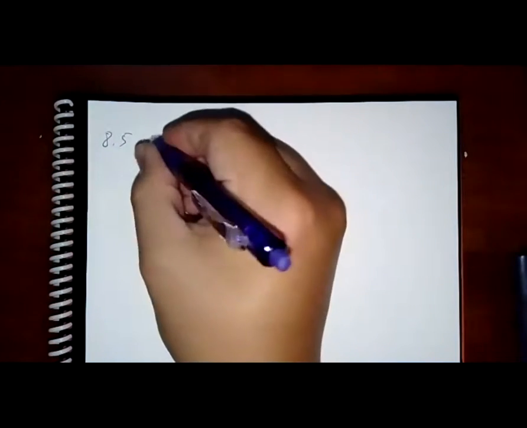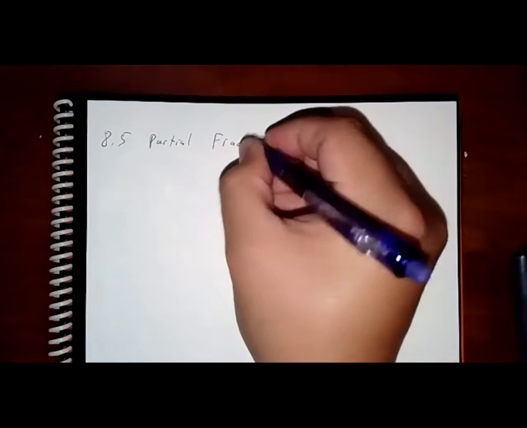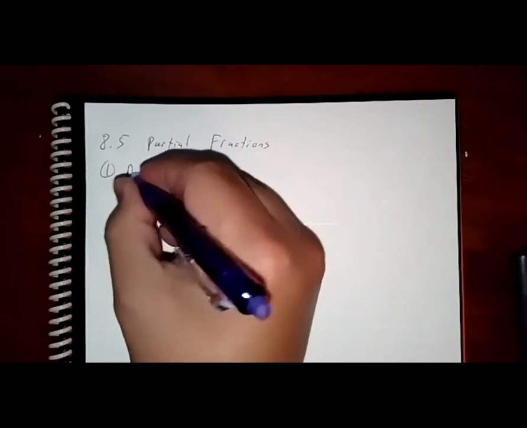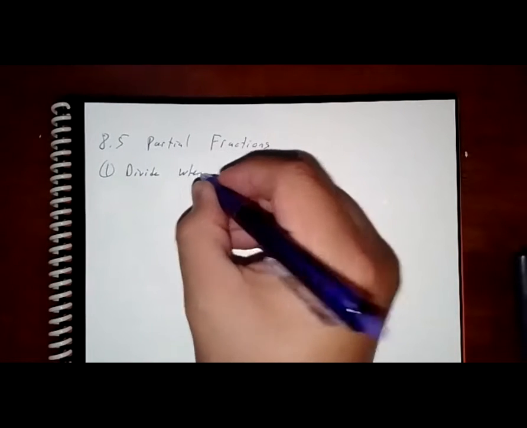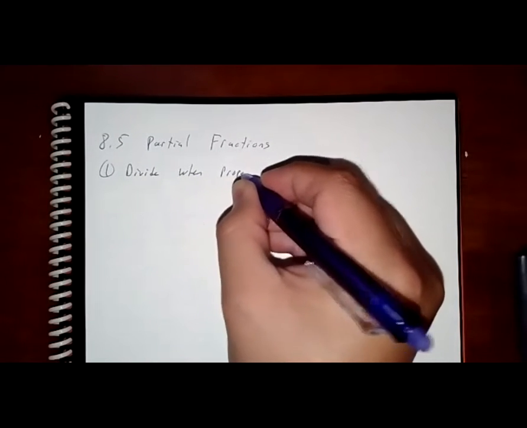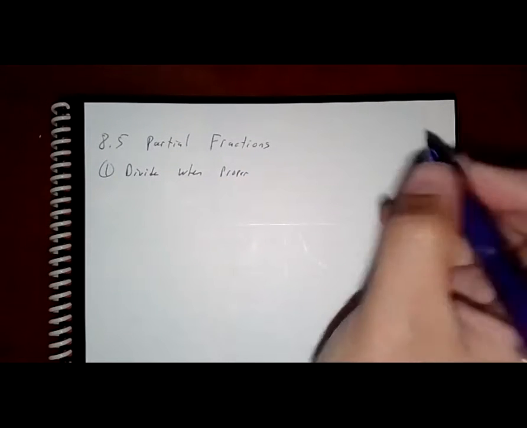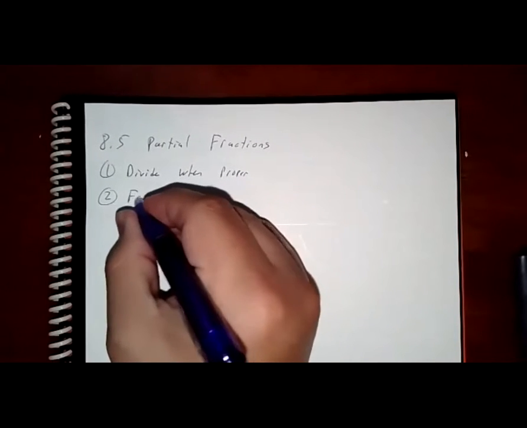All right, so 8.5, partial fractions. So step one, divide the fractions when improper. That's the first thing you should do. If you see the degree on the top is bigger, then you're going to have to do long division. And if it's not the case, factor the denominator is the second step you do.